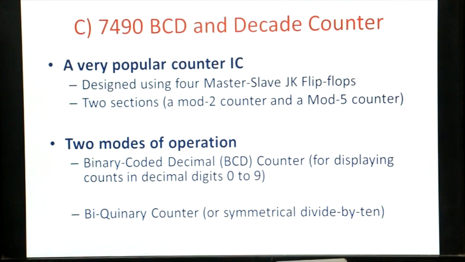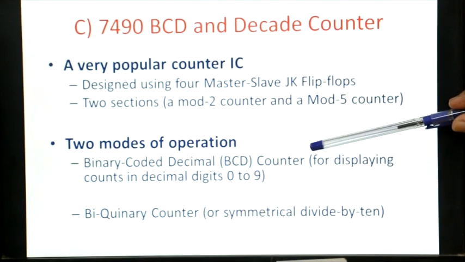This particular IC 7490 is an interesting IC. Inside it has 2 sections. One is a mode 2 counter, the other one is a mode 5 counter. Now because of this kind of connection, you have 2 modes of operation. The first mode is what is called a BCD mode or a BCD counter. This is for displaying decimal digits from 0 to 9. So that's the commonly used BCD counter.